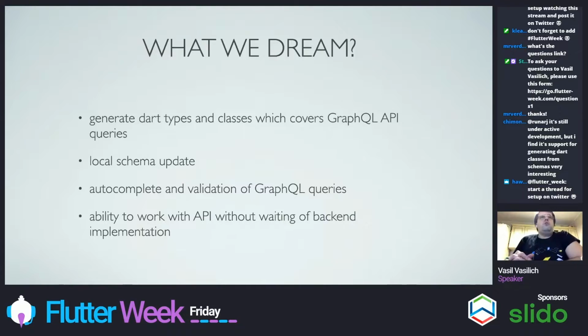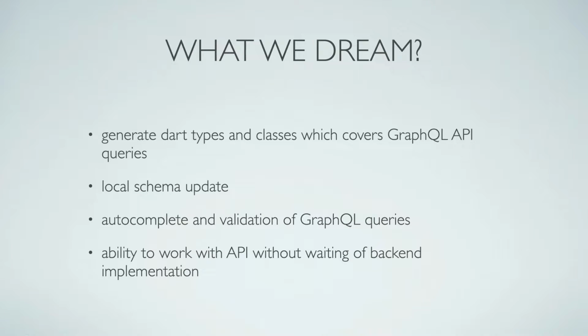With all the information that we know now about GraphQL and its benefits, let's think about what we dream to have and how we would like the flow to look. First of all, if we have types and schemas, we would like to generate Dart types and classes, which cover our GraphQL API. We would also like to have a mechanism to automatically update our GraphQL schema, with support for autocomplete and validation for GraphQL queries.